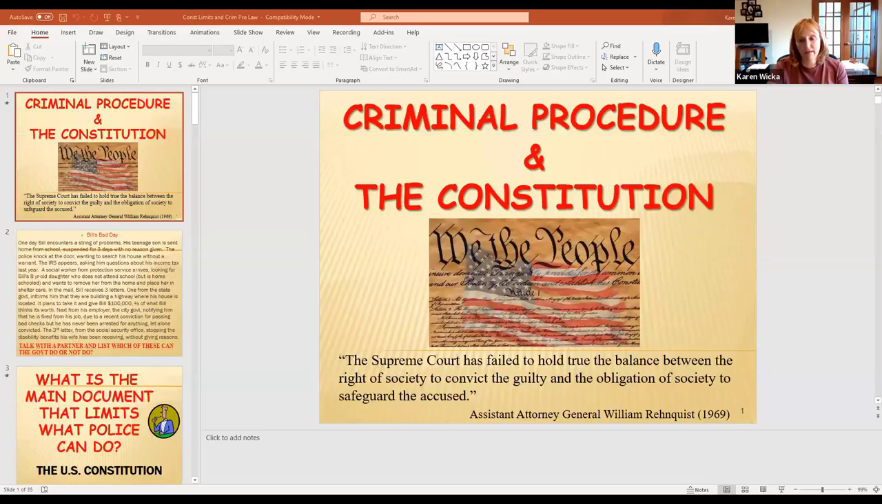Hi everyone, for our last lecture of the week, we're going to talk about what constitutional limits are placed on criminal procedure law. So what we're going to look at is what kind of things help or are required in our criminal procedure law to make our criminal procedure law constitutional. Okay, so I'm going to share my PowerPoint and you can follow along as we go through the material.